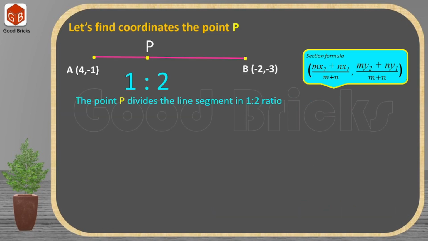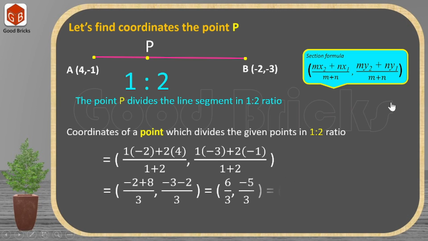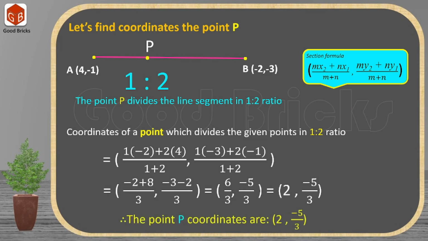Now let us find the coordinates of this point P which divides the AB line segment in 1:2 ratio. For that we are going to use the section formula. See here, now the coordinates are (1 into minus 2 plus 2 into 4) by (1 plus 2). To get the x coordinate we have written as shown here. Now to get the y coordinate, again (1 into minus 3 plus 2 into minus 1) by (1 plus 2). That is what we have written here using this formula. When you simplify, you will get 2 comma minus 5 by 3 as the coordinates of this point P.